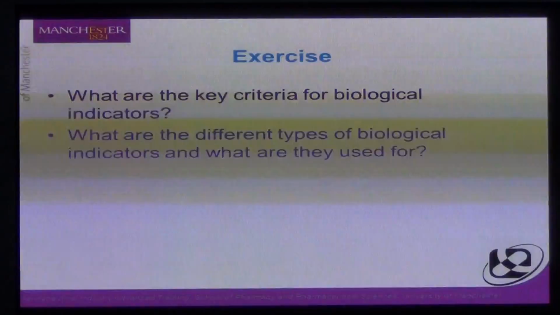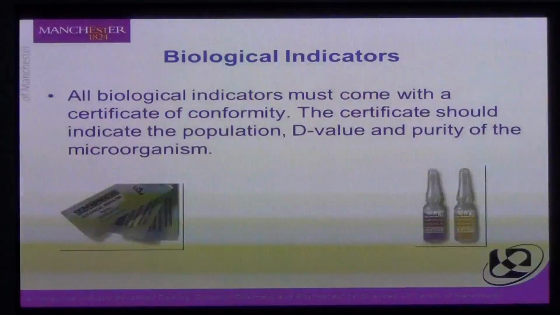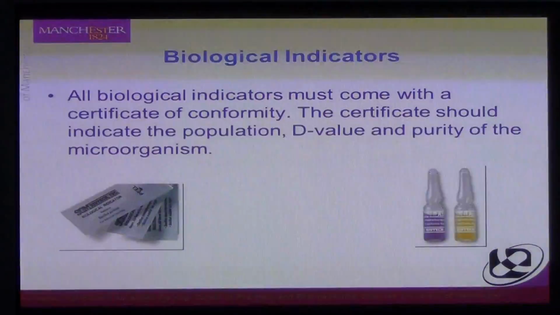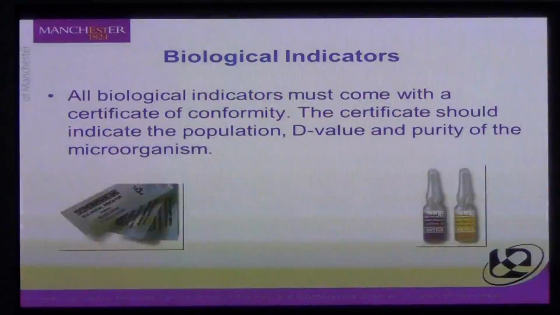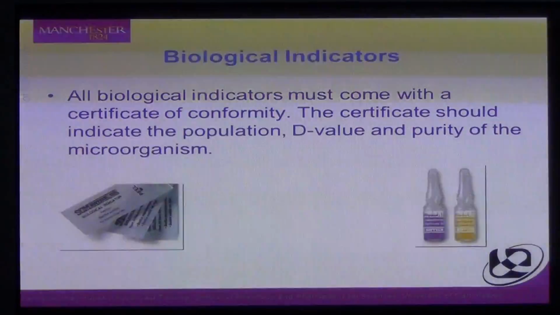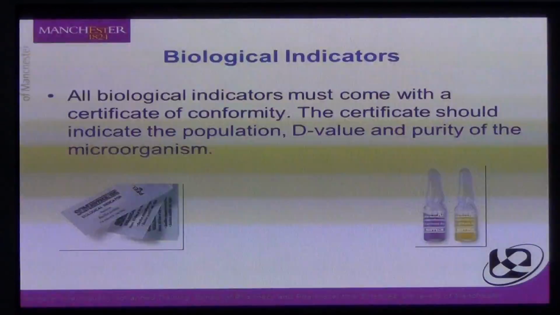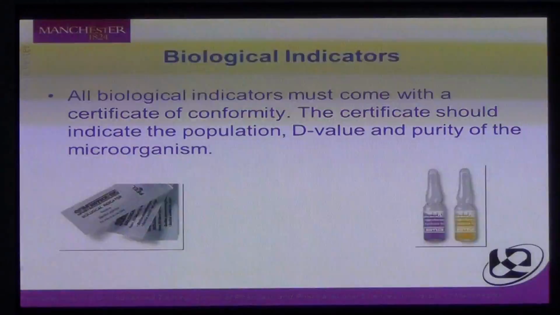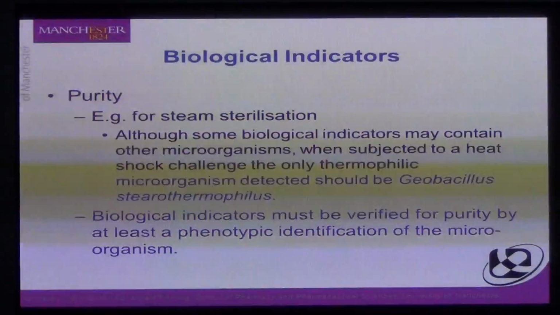Welcome back. So that was an exercise on biological indicators. A biological indicator must come with a certificate of conformity, and the key criteria are: it must have a defined population, the microorganism must have a defined resistance, which is called the D value, and it must be pure. The D value is a very important concept, which I'll explain in a moment.